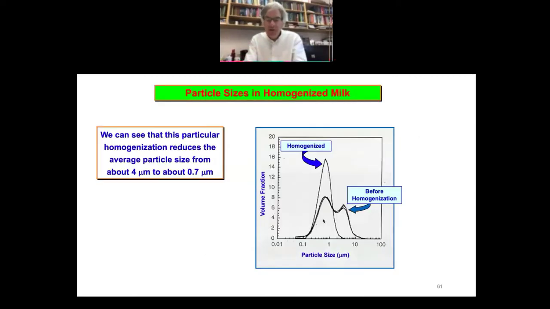So light scattering is so important in terms of being able to determine what we've done to an emulsion. Here you can see the raw milk with this large shoulder of large droplets, with homogenized milk now smaller and more uniform, and we've gotten rid of these large tails. So certainly light scattering is an incredibly important technique when we look at emulsions and emulsion stability.